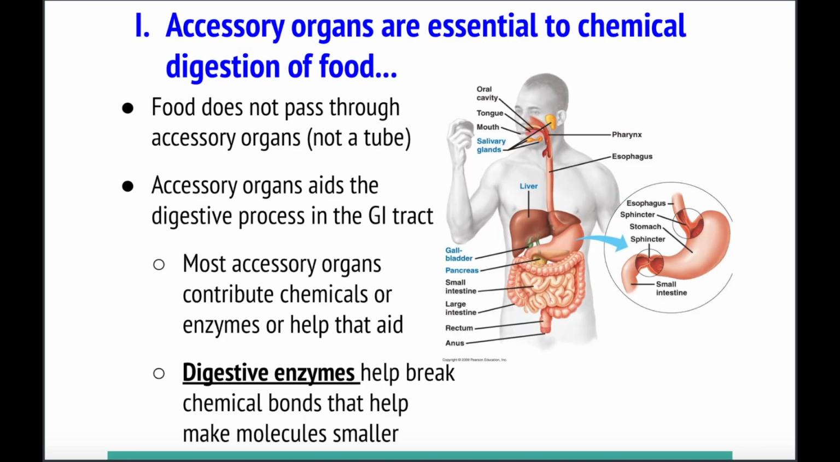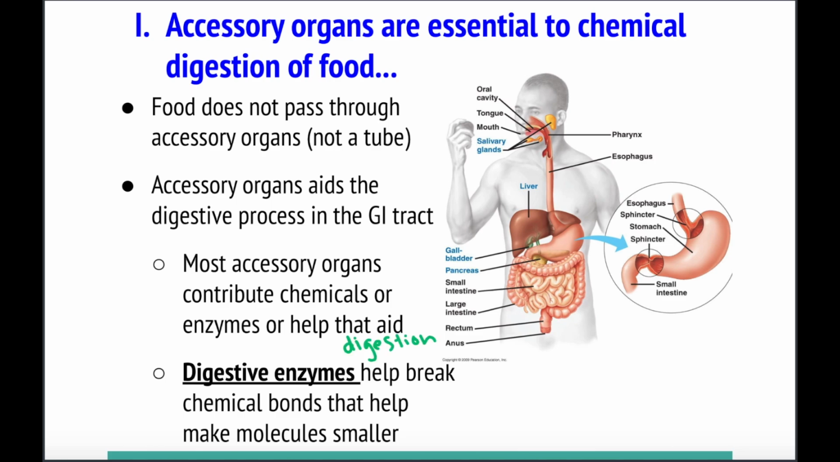Now, what makes an accessory organ an accessory organ? Basically, it's not a hollow tube organ. Food does not pass through that accessory organ, but the accessory organ can be inside or on one edge of the GI tract organ. They may aid in mechanical digestion, but a lot of accessory organs we're going to go over contribute chemicals or enzymes that help aid that process.